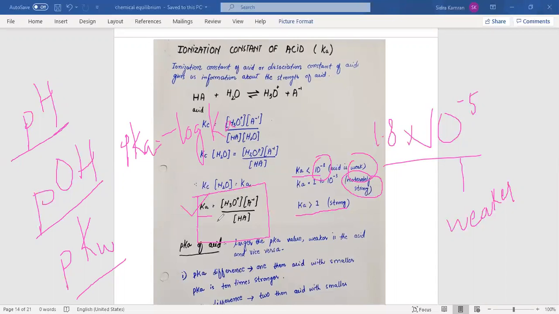If the Ka is greater, the acid will be stronger. If the Ka value is lesser, the acid will be weaker. But it is opposite for pKa. In the same way, if the pH is higher, the acid will be weaker. If the pH is lower, the acid will be stronger. So this is opposite. In the same way, if the pKa is higher, the acid will be weaker. If the pKa is lesser, the acid will be stronger.